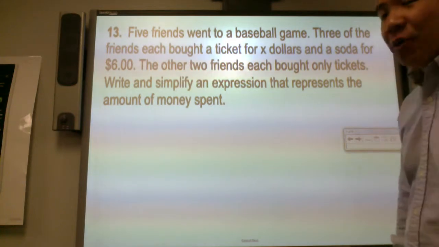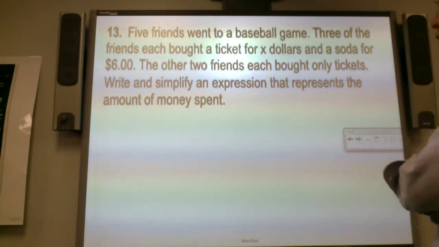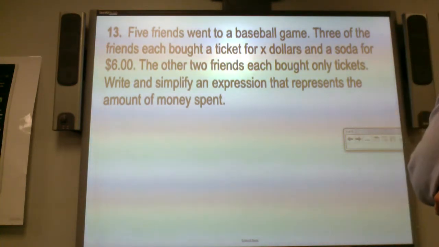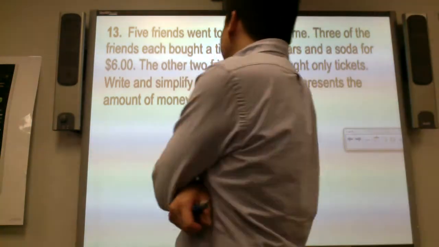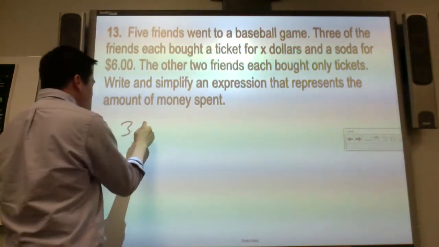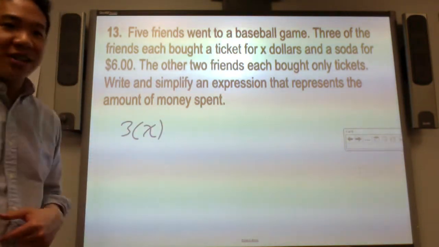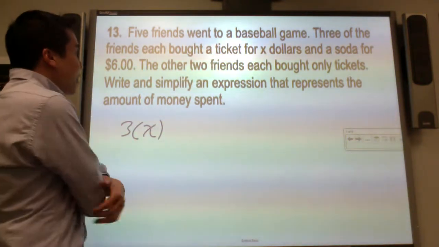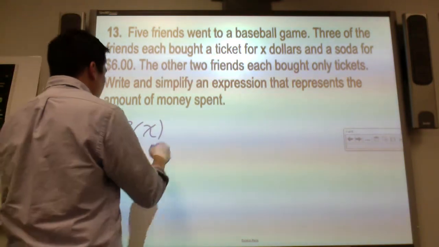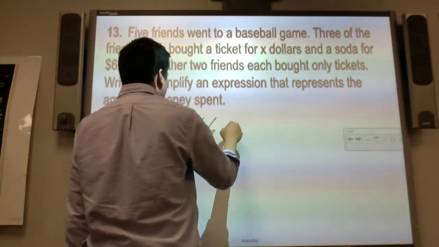Alright, so let's try it now as a word problem, grouping stuff. There are 5 friends who went to a baseball game. 3 of the friends each bought a ticket for x dollars. So 3 friends bought a ticket for x dollars. Do we know how much the ticket cost? No. That's why we're using the variable x. And they bought a soda for $6. So they bought 3 sodas for $6.